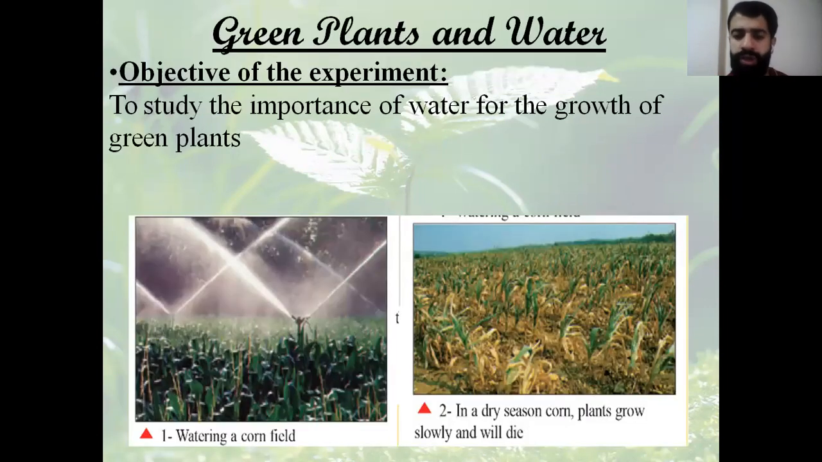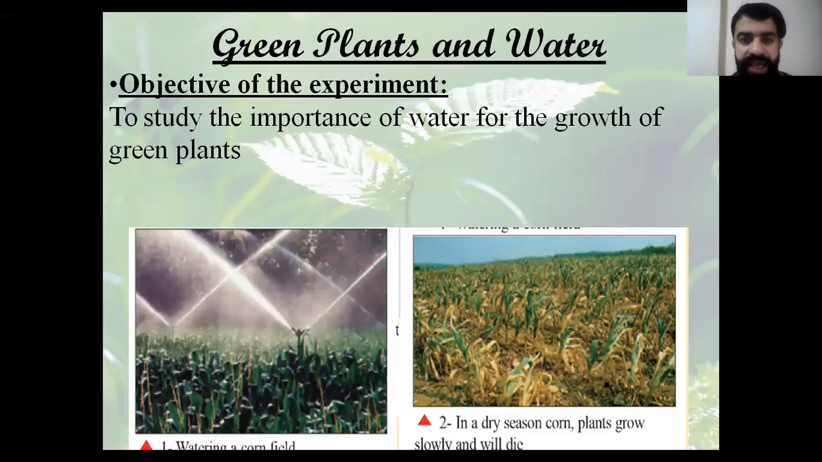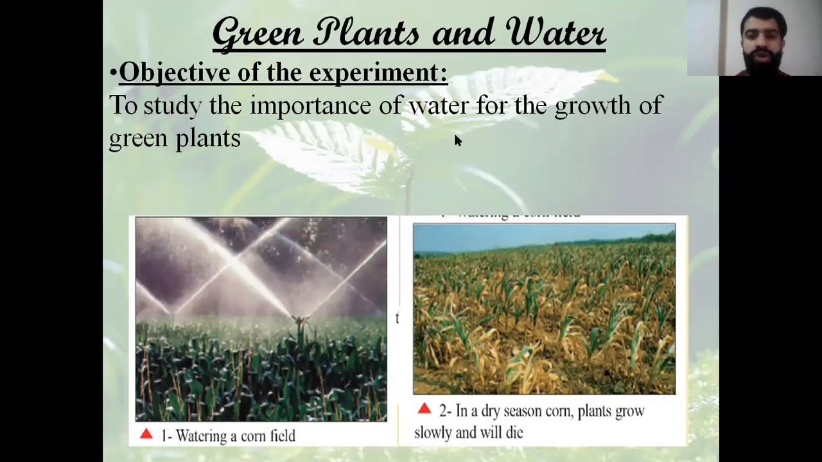Green plants and water. In this experiment, we are studying the importance of water for the growth of green plants. The objective, the aim, the purpose or the goal of this experiment, all of them have the same meaning. Why do we do this experiment? We do it to study the importance of water for the growth of green plants.